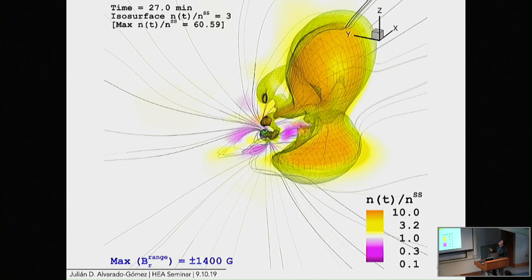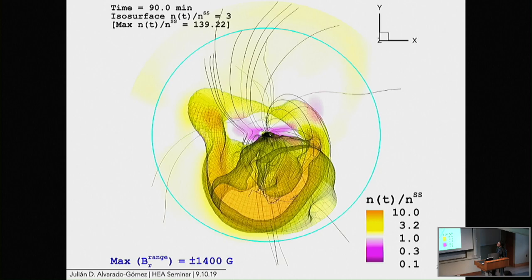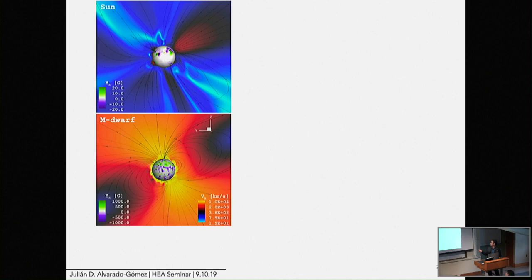This is a much stronger coronal mass ejection that we simulate around an M-dwarf as well. Now you can see how it's traveling very fast and eventually it would reach the orbit of Proxima b, exoplanets again, but I'm not going to talk about them here. So this is how the Alfvén speed looks for one of our solar simulations, and this is for an M-dwarf. As you can see in the color code, yellow indicates very large Alfvén speeds.